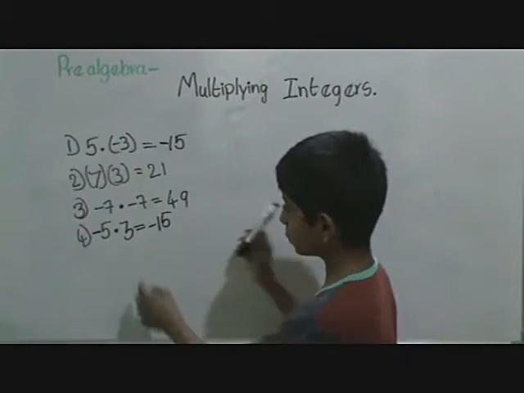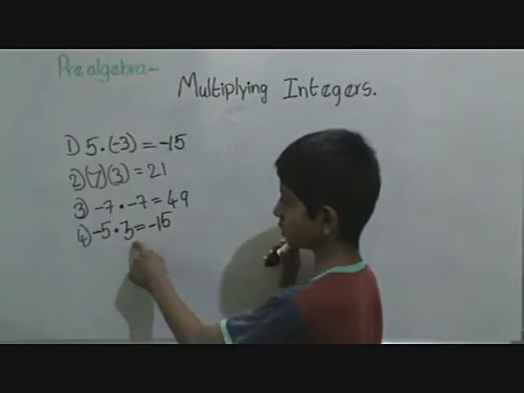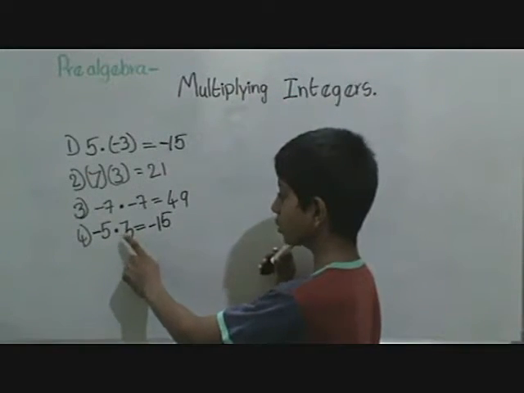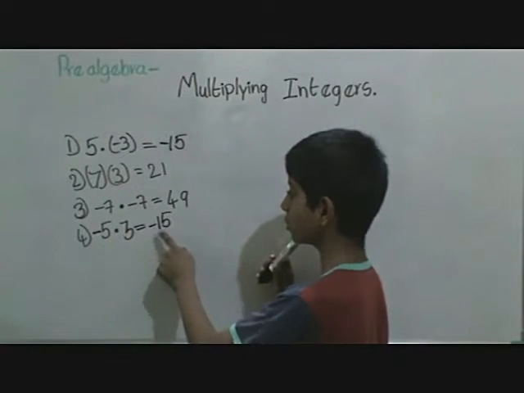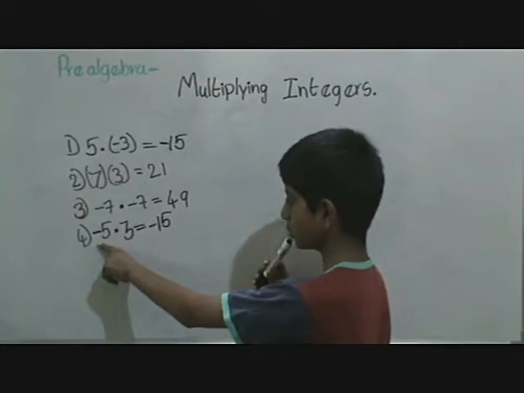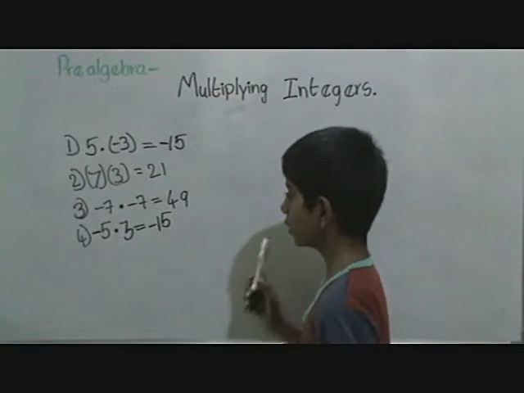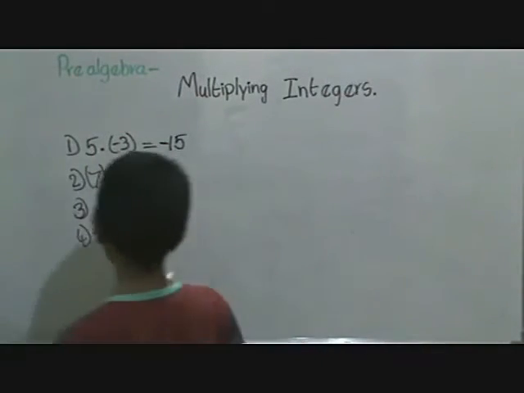Because if you put the negative sign here, the two are different. This is positive and this is negative. So the signs are different. So you will get a negative answer. If you put it here, it is positive and negative. It is negative. So it has different signs. So the answer is negative 15.